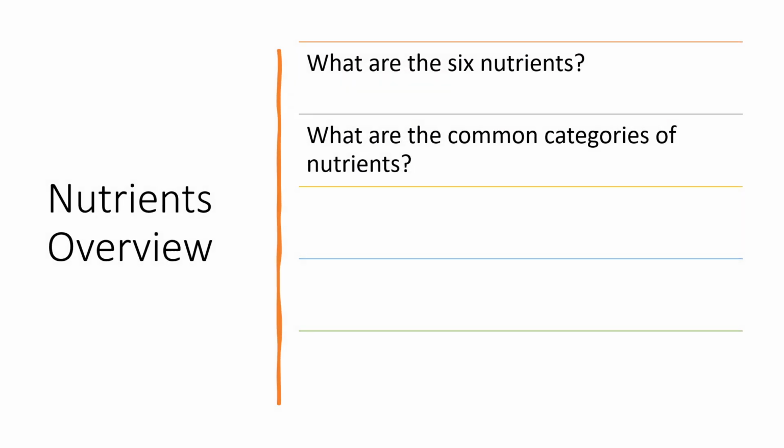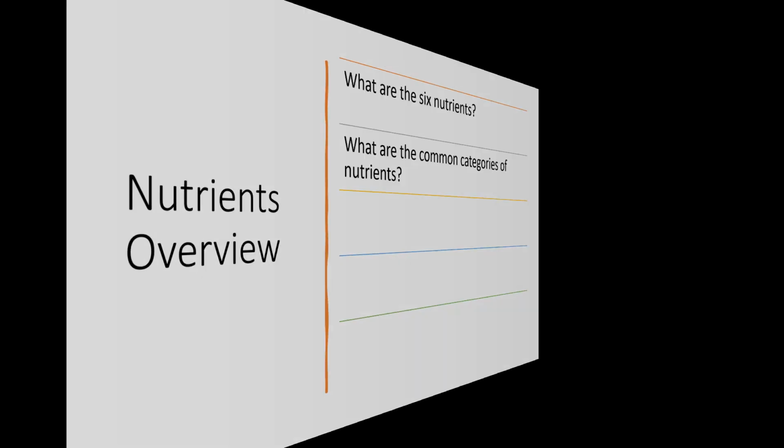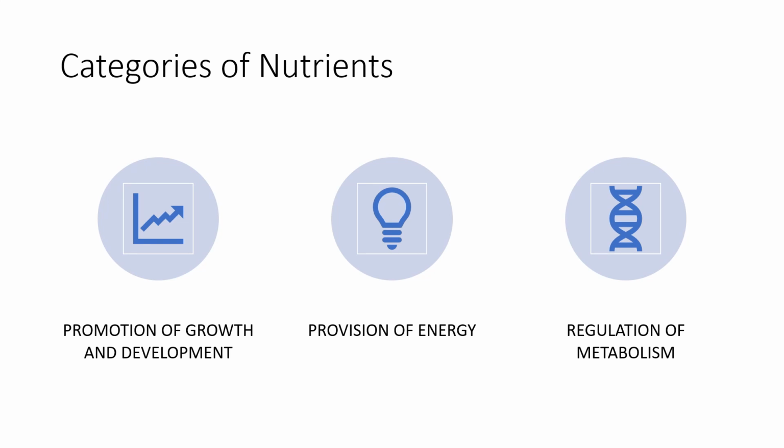Our second question is going to be, what are the common categories of nutrients? Well, we have 3 common categories, and all of the nutrients that we utilize can be put into one of these 3 categories. The first is going to be our promotion of growth and development. And protein, for example, can fall into this category as it's required for tissue growth and repair. Calcium and phosphorus can fall into this category as well, as they're needed for skeletal growth and development.